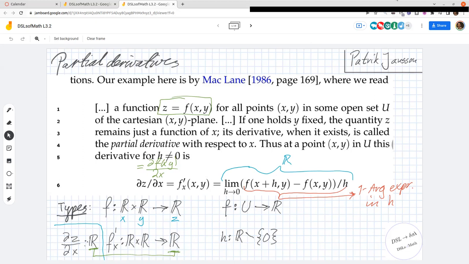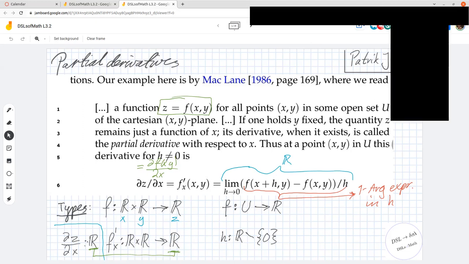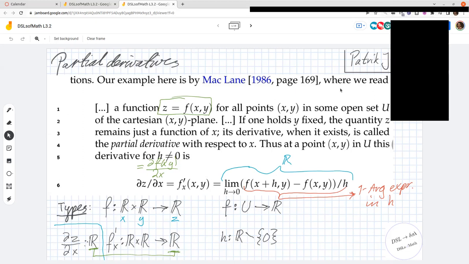I'm trying to see if I'm actually recording. And if I'm not, I need to do so. No, I am recording. Good. Yes, let's move to the next slide, so to speak.